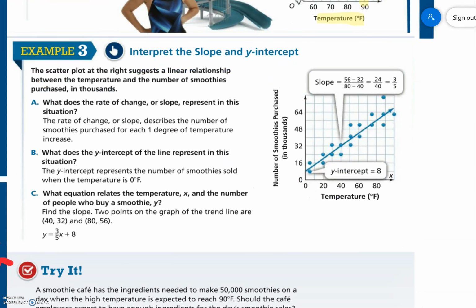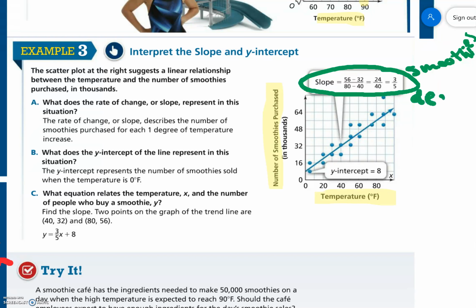Example 3. Interpret the slope and y-intercept. The scatter plot at the right shows a linear relationship between the temperature and the number of smoothies purchased in thousands. What does the rate of change or the slope represent in this situation? So the rate of change or slope describes the number of smoothies purchased for each degree of temperature increase. All we're looking at is, can we interpret the y and x values? Well, we know that slope is always rise over run. So our rise is smoothies, so it's 3 smoothies for every 5 degrees.